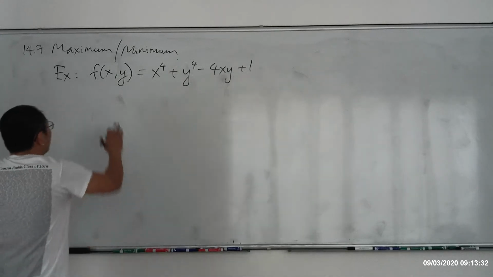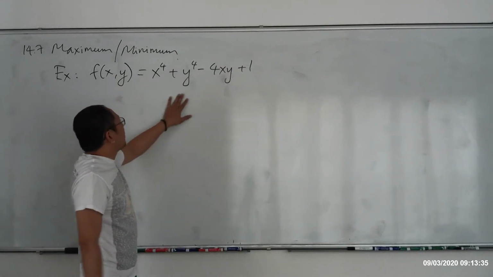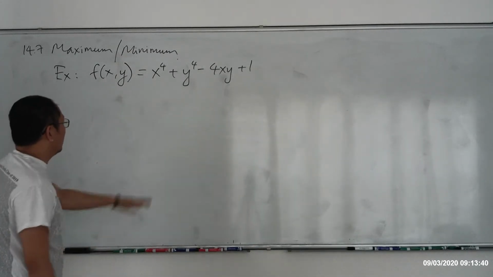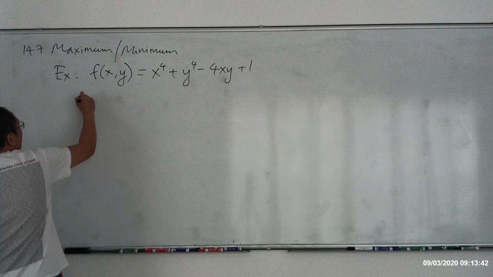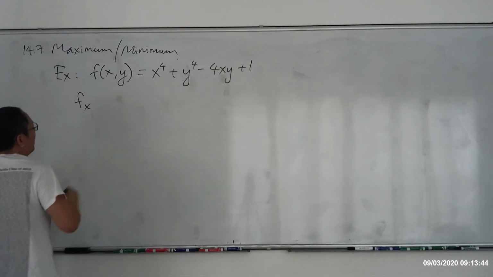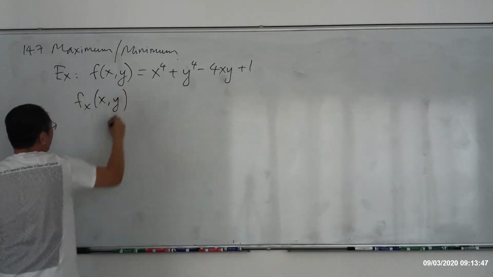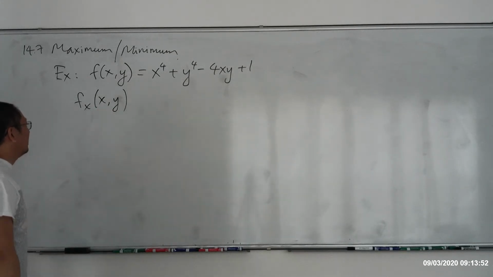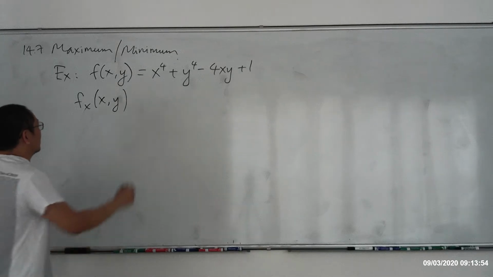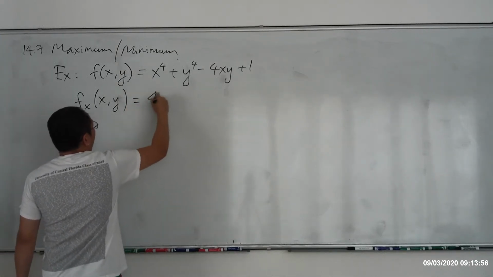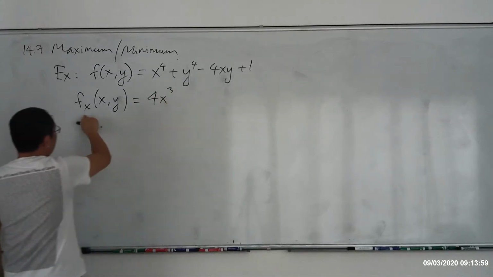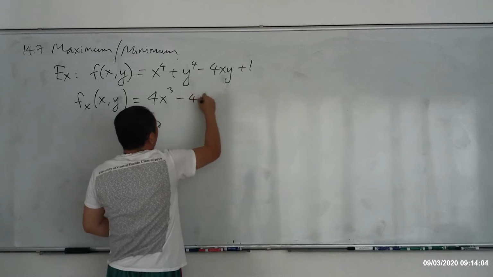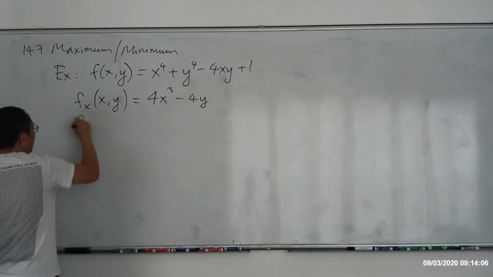By the way, the domain of this function is all real numbers, from negative infinity to positive infinity, so all over the xy plane. So we start with fx. By the way, fx(x,y), this is how we write it in full, but eventually we get lazy, so we omit the x comma y if we understand what it is. It's equal to 4x cubed, we take the derivative with respect to x, and this is 0. This is minus 4y. And then you calculate fy.